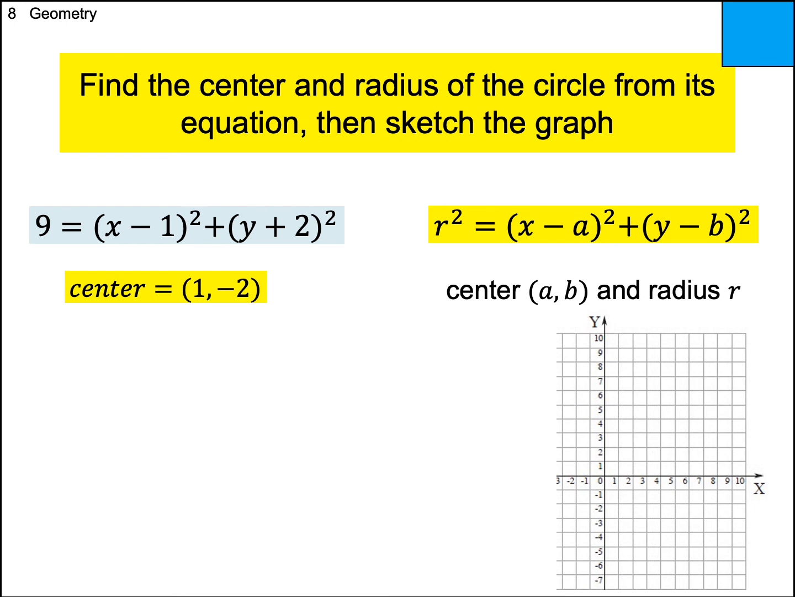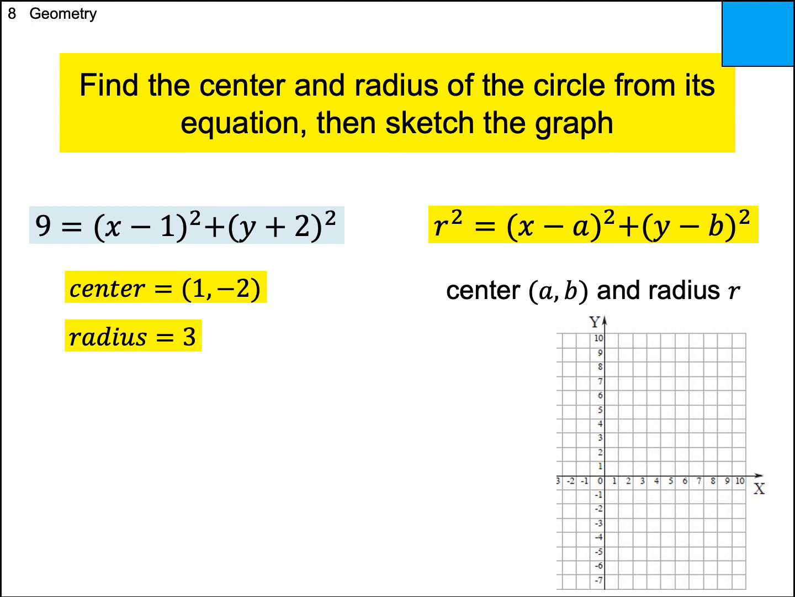I'm just doing the opposite, right? Instead of minus 1, it's positive 1. Instead of positive 2, it's negative 2. Why? Because the original equation says it's x minus a and y minus b. All right, what's the radius? The radius would be the square root of 9, which is 3.